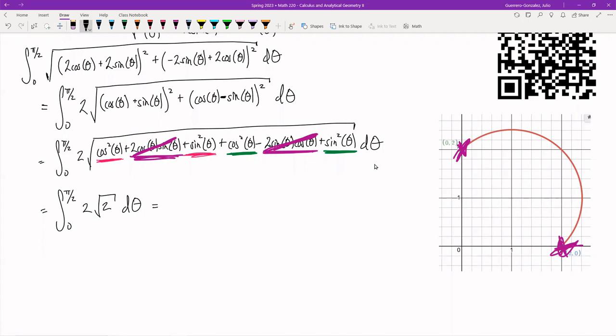And this integral is 2 root 2 theta evaluated from 0 to pi over 2. If you solve this outright, the only one that's going to contribute anything is the pi over 2. So it's going to be 2 root 2 times pi over 2. The 2s cancel out, and you get left with root 2 pi. And we're done.